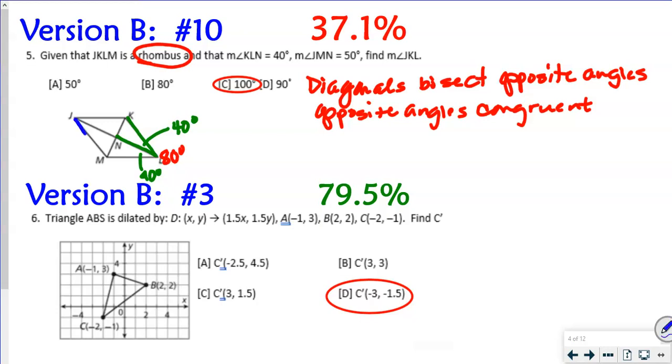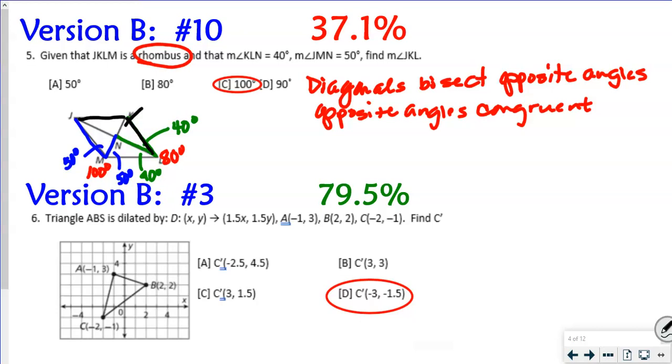JMN, that's this angle right here, is 50. Right? Which means this angle right here is 50. Which means this whole angle is 100, right? Which makes sense because the angle beside it is 80, and when we add 100 to 80, we get 180. And those consecutive angles should be supplementary, right? But then the question asks us, what is the measure of JKL?